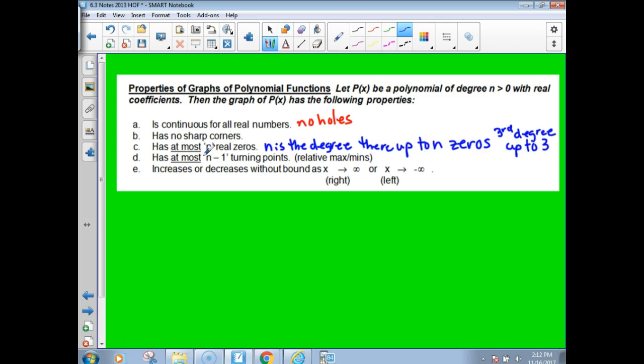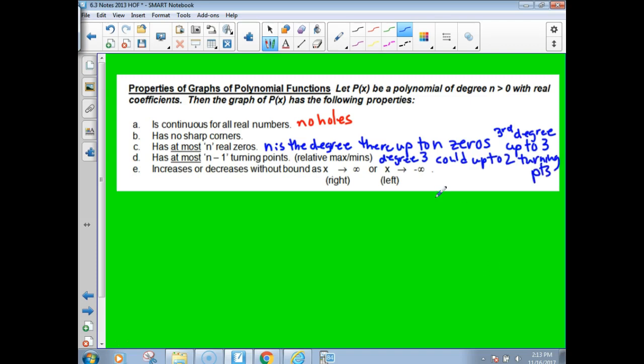All right. So it also has at most n minus 1 turning points. Well, that would mean 1 less than the degree. Turning points are relative maxes and mins. Okay, so if n minus 1, it just means if you had degree 3, then it could have up to 2 turning points. Up to 2 turning points.